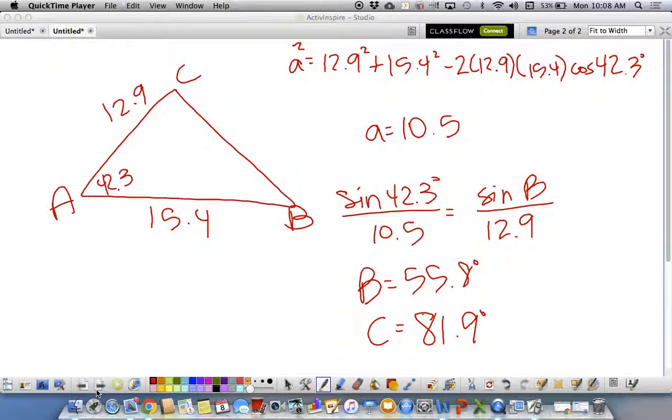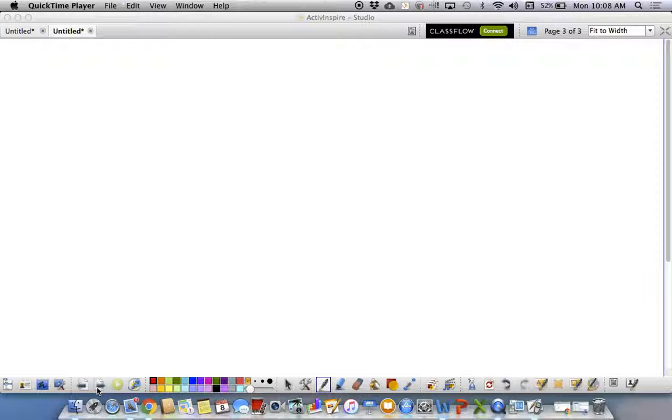Okay. Now, I feel like we can do this pretty easily. Do we all have side, angle, side? Find the missing side, find the smallest angle, then just subtract from 180 to get the other angle. Okay? What happens?